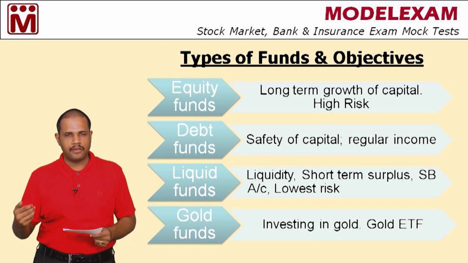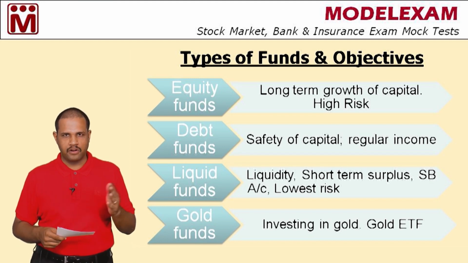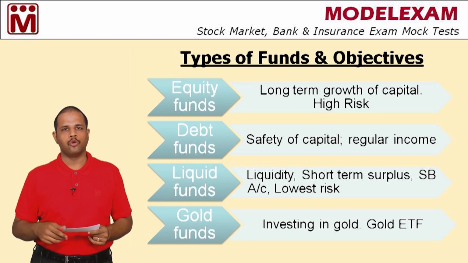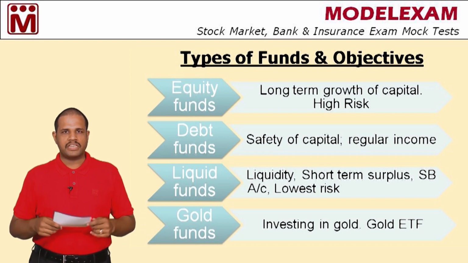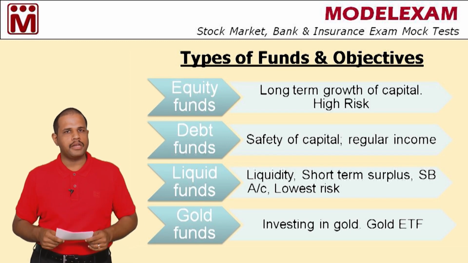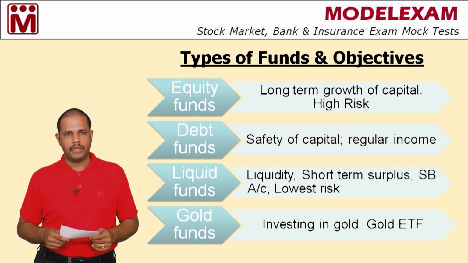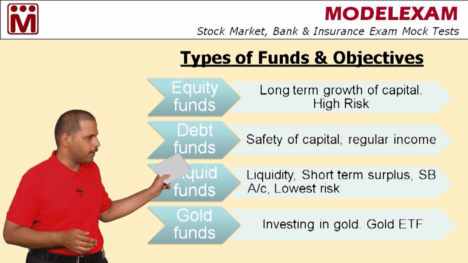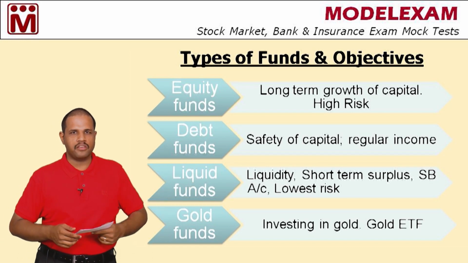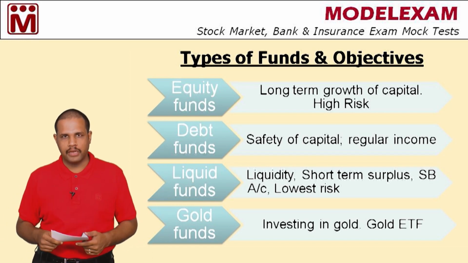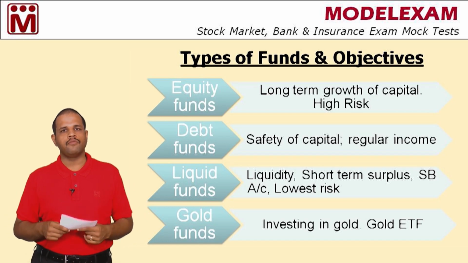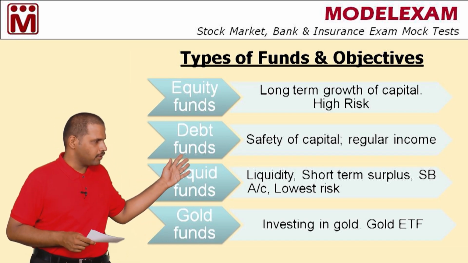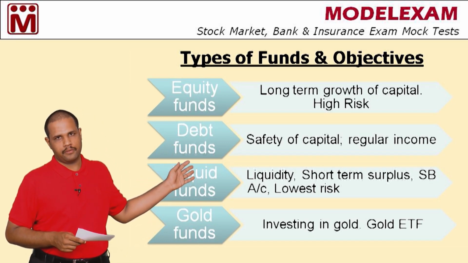In the coming slides, we will be seeing about different schemes or different funds that are available to investors to pick from. So let us start, and the first fund is equity funds. Equity funds are basically funds which invest in stock market, and the rule says that to classify as an equity fund, a fund should invest a minimum of 65% in the equity market.